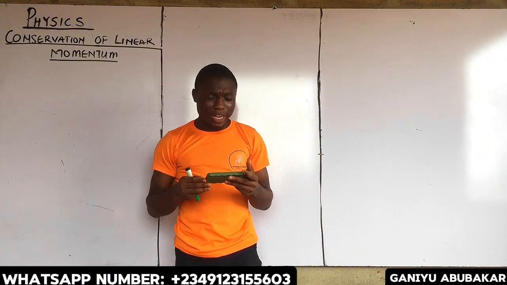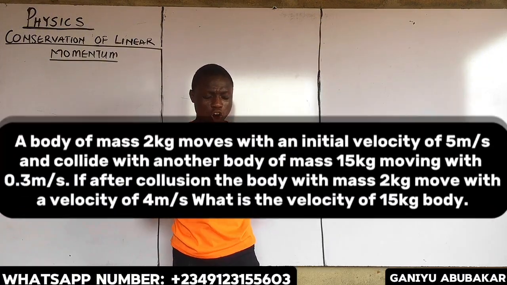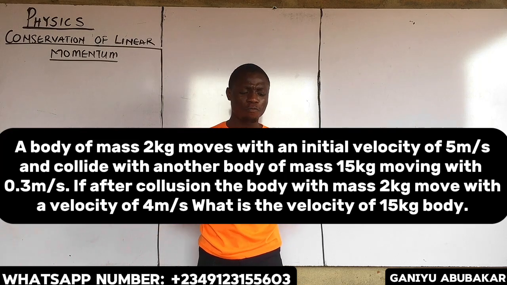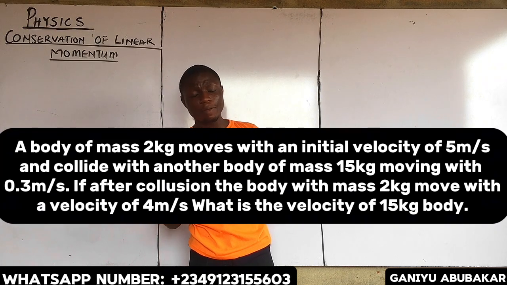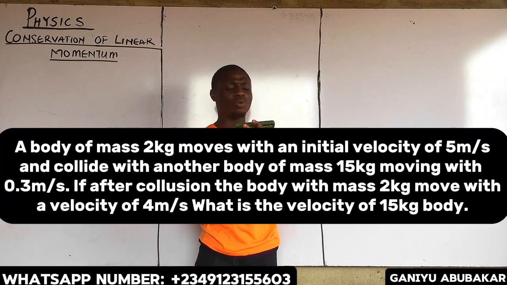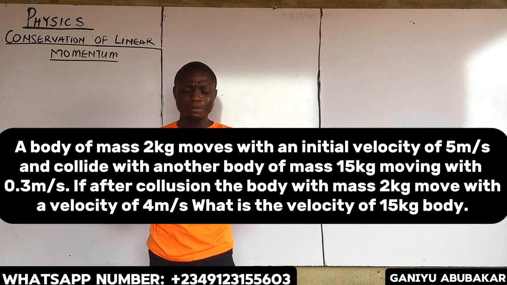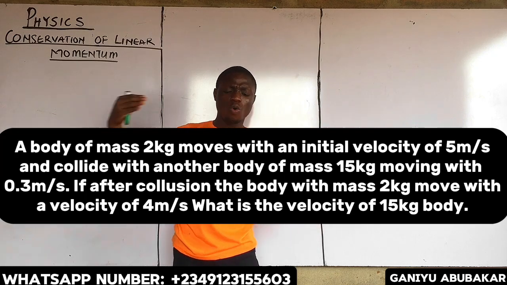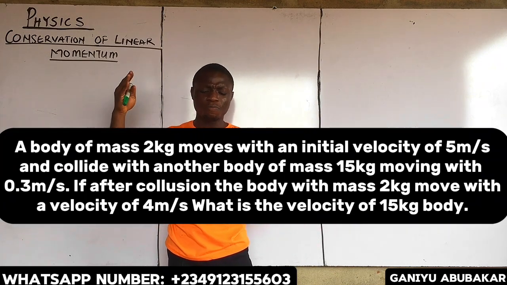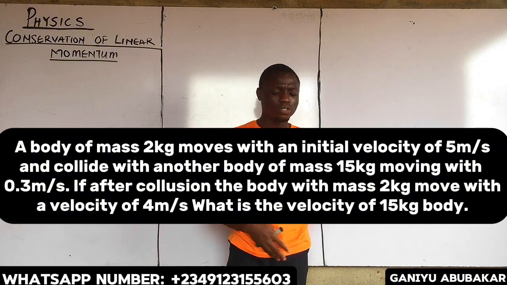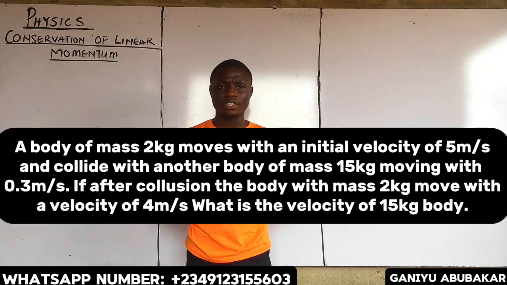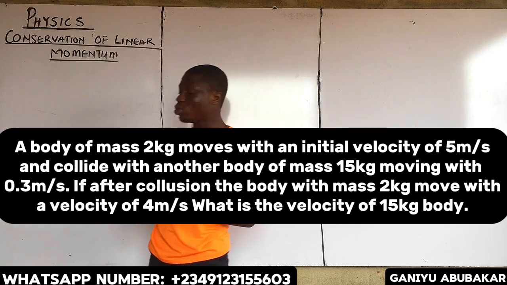Example 1. A body of mass 2 kg moves with an initial velocity of 5 meters per second and collides with another body of mass 15 kg moving at 0.3 meters per second. If after collision the object of mass 2 kg moves with a velocity of 4 meters per second, what is the velocity of the 15 kg body? Let's get this done. Solution.